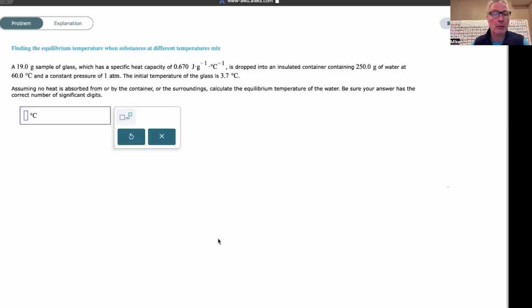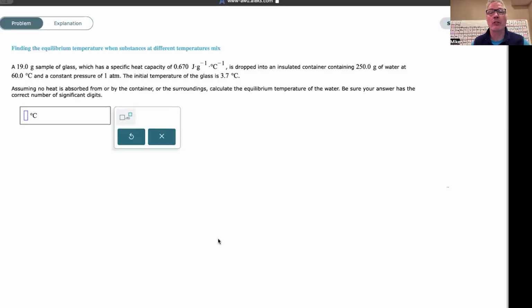Hi, everybody, Mike here. We're going to do another calorimetry problem. We did one where we were trying to find the specific heat capacity of something. This one's a little bit of a switcheroo. We are going to find the equilibrium temperature of two things that are put together.